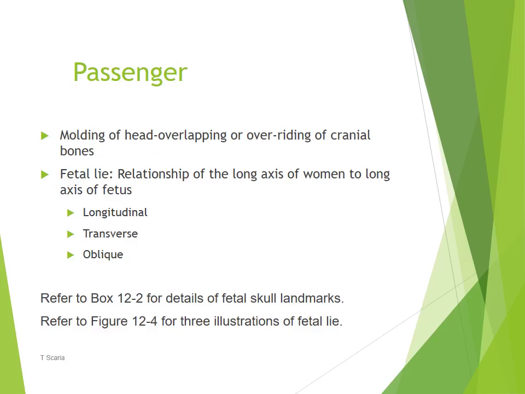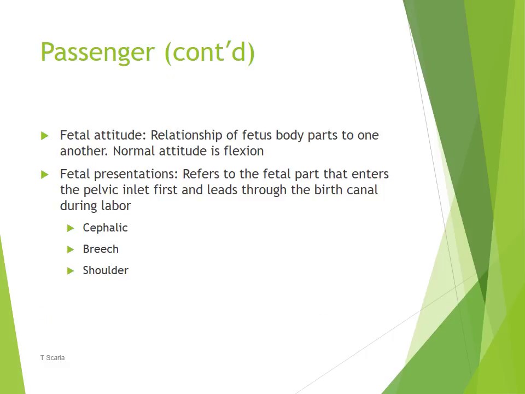Factors under passenger are molding of the head, which is overlapping or overriding of cranial bones. You will see, after the baby is born, sometimes a cone head, which is due to the molding. And fetal lie, which is the relationship of the long axis of the woman to the long axis of the fetus. There can be longitudinal lie, transverse lie, or oblique lie, which I showed you again in the first clinical. What is fetal attitude? It is the relationship of fetal body parts to one another, and the normal attitude is flexion.